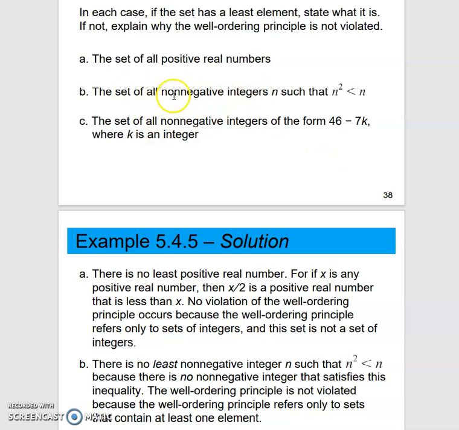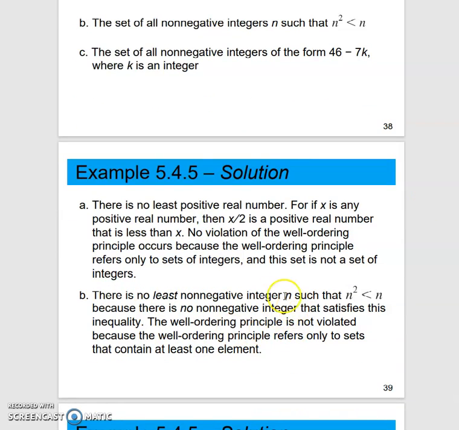Let's do specifically non-negative ones, and let's say n squared is less than n. There is no least integer that fits that, because there is no non-negative integer that satisfies it to begin with. If we have a false statement, then we are not worried about violating that well-ordering principle.